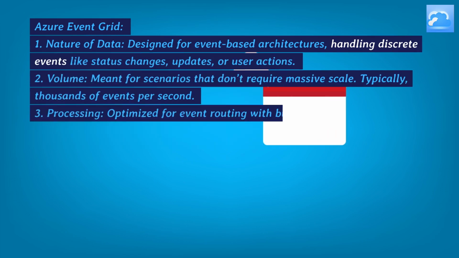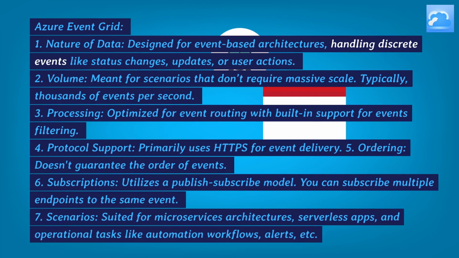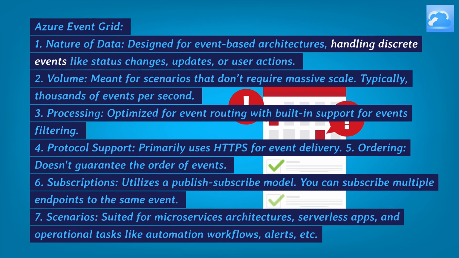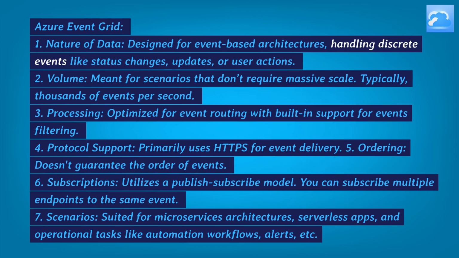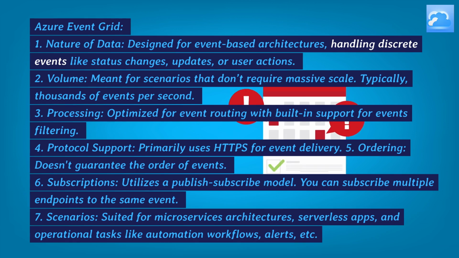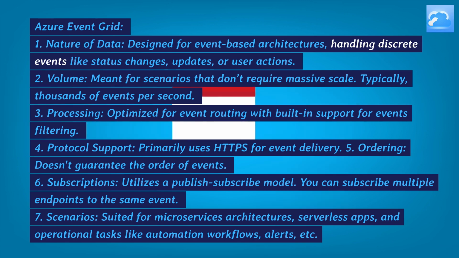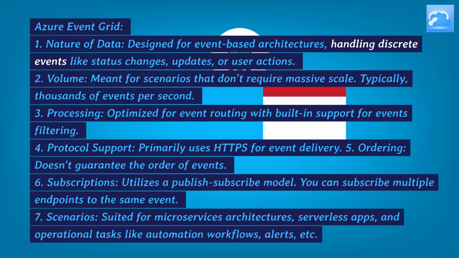Azure Event Grid. 1. Nature of data. Designed for event-based architectures, handling discrete events like status changes, updates, or user actions. 2. Volume. Meant for scenarios that don't require massive scale. Typically, thousands of events per second. 3. Processing. Optimized for event routing with built-in support for events filtering.